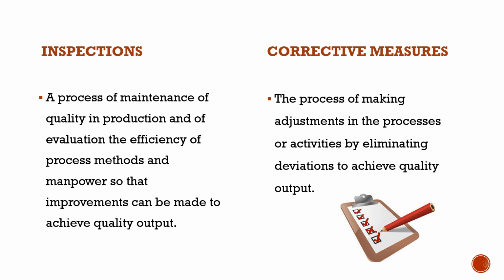Then next is inspection. Inspection is the process of maintenance of quality in production and of evaluation of the efficiency, process methods and manpower, so that improvements can be made to achieve quality outputs. So in inspection, maintaining the quality is important: quality in terms of labor, in terms of machineries, in terms of product manufactured, in terms of output, etc. So total quality management, everywhere you have to maintain the quality. You also evaluate the efficiency in terms of production and in terms of manpower: are they working efficiently and effectively? You have to evaluate that.